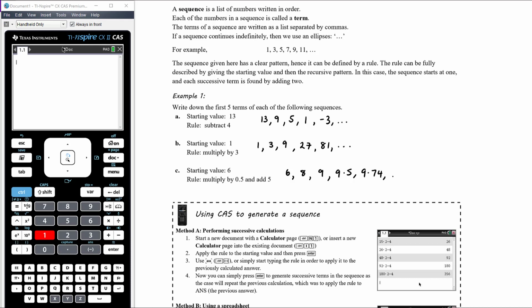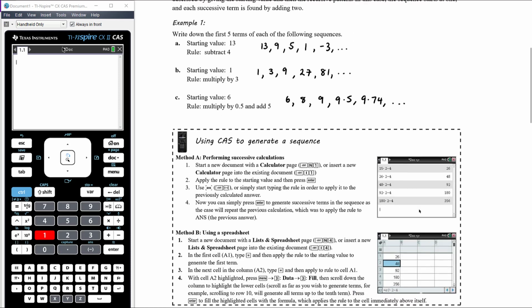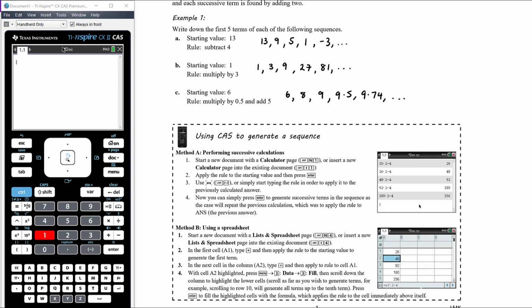Now obviously you can use your calculator to help you calculate each of those terms if need be. So when we're generating a sequence with our CAS, you can use a spreadsheet. I'm not going to talk about using a spreadsheet. If you're comfortable with spreadsheets, that's a way you can do it. But to be honest, the easiest way is to just be careful about how you set up the sequencing in your calculator. So if, for example, I wanted to generate that first sequence that we talked about in part A, starting value of 13, and the rule is to subtract 4.